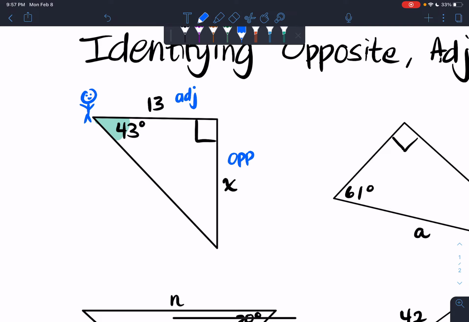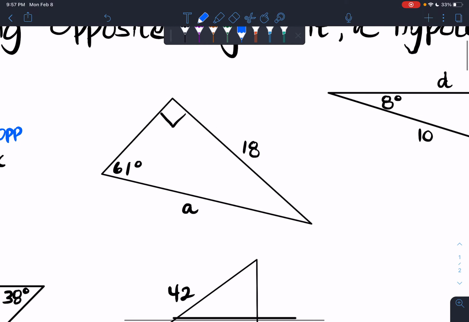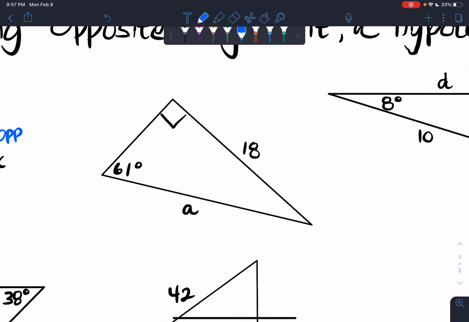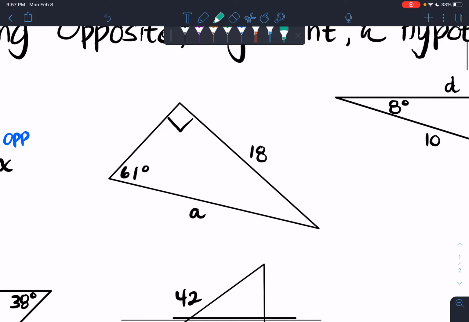Okay, let's do another one. Let's look at this guy here. First thing we want to know, the reference angle. So we have this 61 degrees here. This is my reference angle. This is where we're standing. So looking at 18 and A, I can tell that 18 is far from me. So it's the opposite side of our triangle. So we can say 18 is opposite.